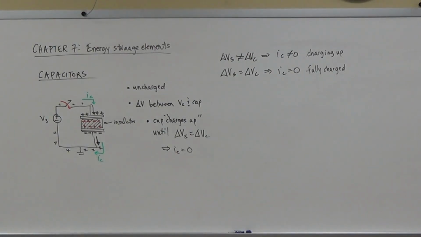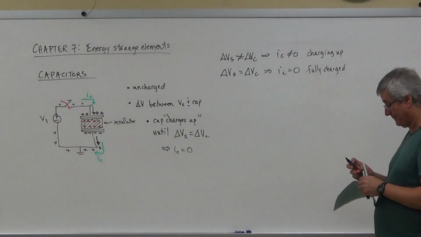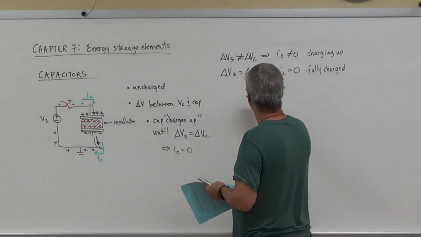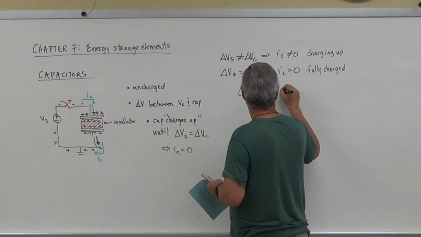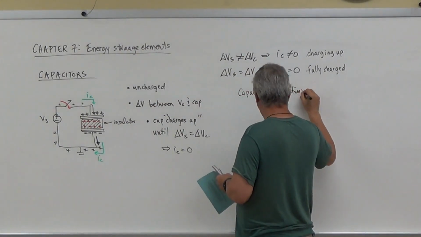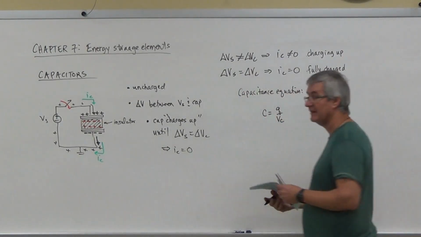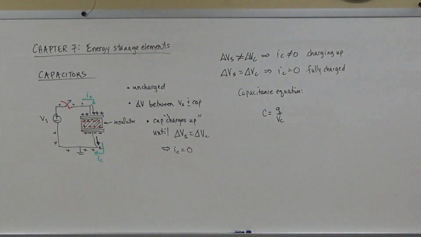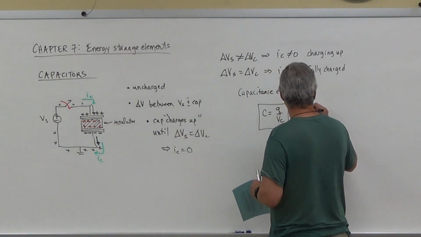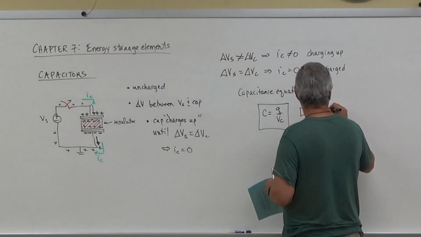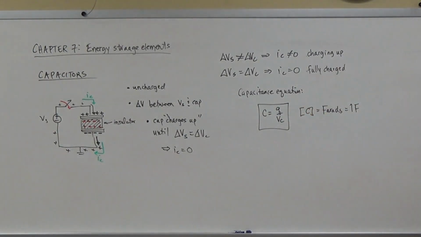And the way we typically define these capacitors here is we typically use the capacitance equation. And the capacitance equation is typically written something like that. And when we look at this capacitance equation, what we see here is that the units of capacitance are farads, which we typically write like that here.